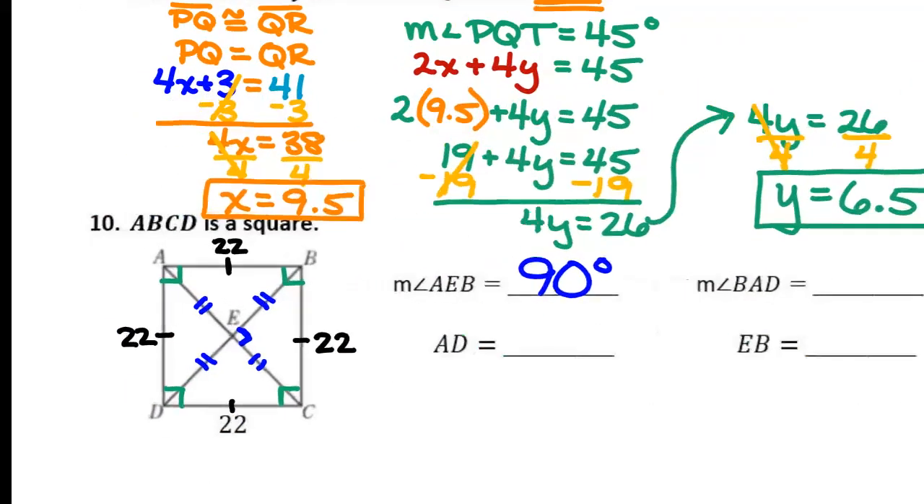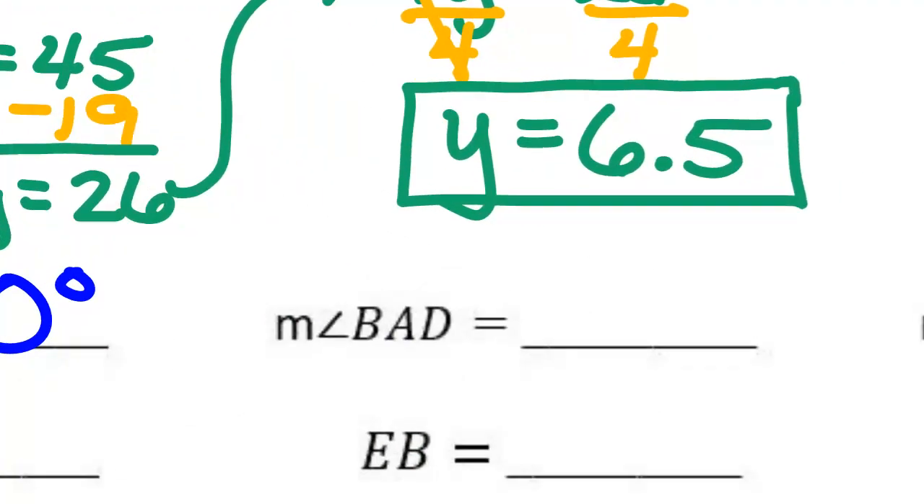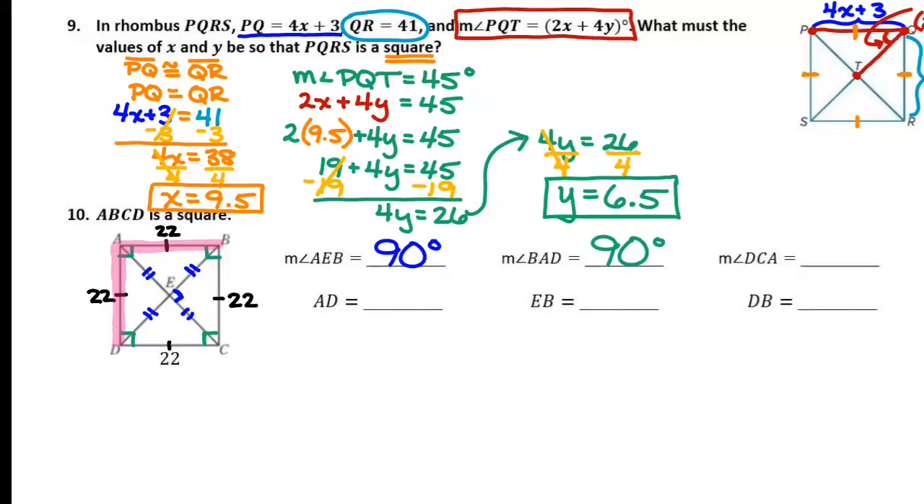Next one is angle BAD. How big is angle BAD? 22. Nope. Angle BAD. Oh, I thought you said 80, so 90? 90. Yes.